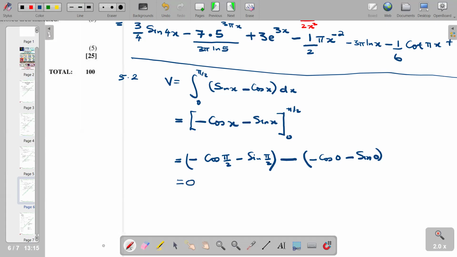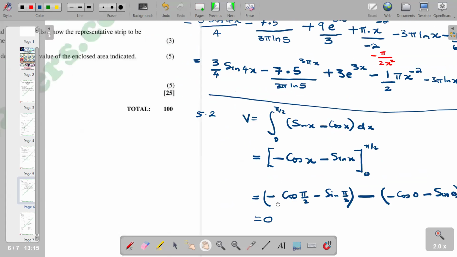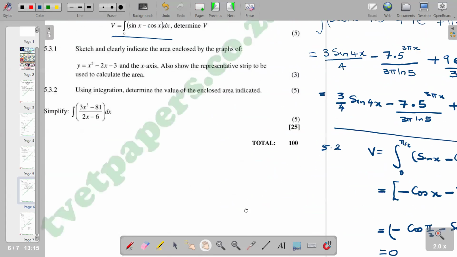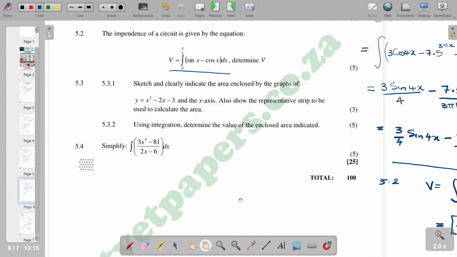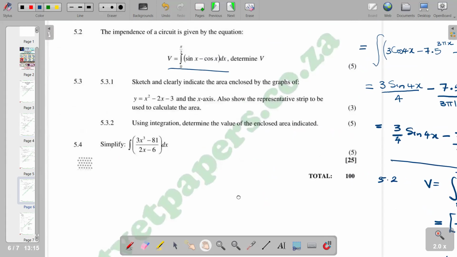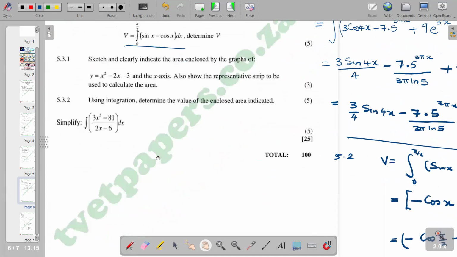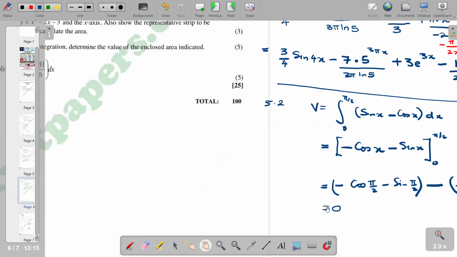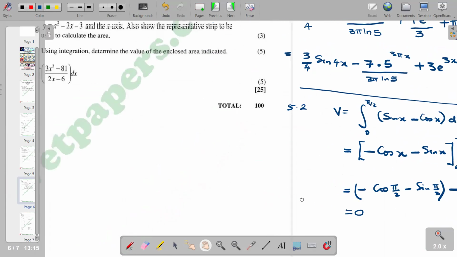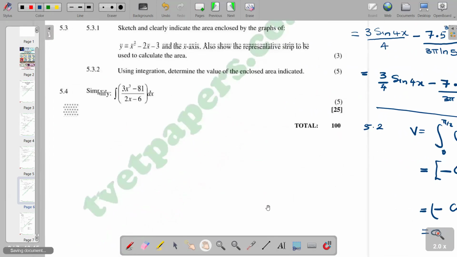So what was the question asking? The question was just saying calculate the value of V, determine V. The impedance of a circuit is given by that equation, then they want you to determine the value of V. So here is the value of our V. Our V is equal to 0. Then we go to the next question.